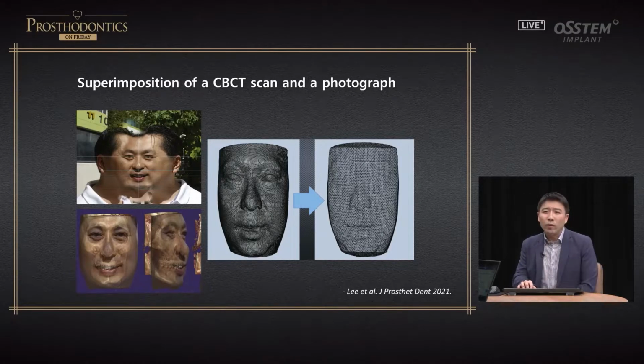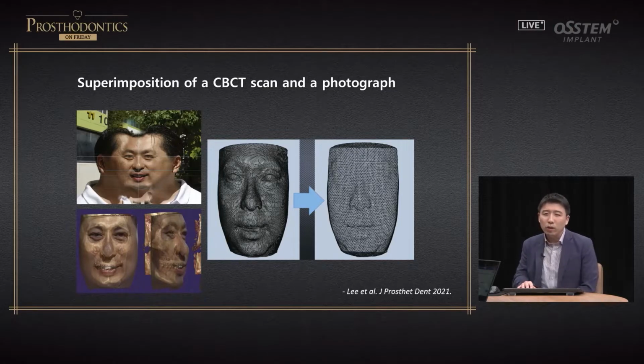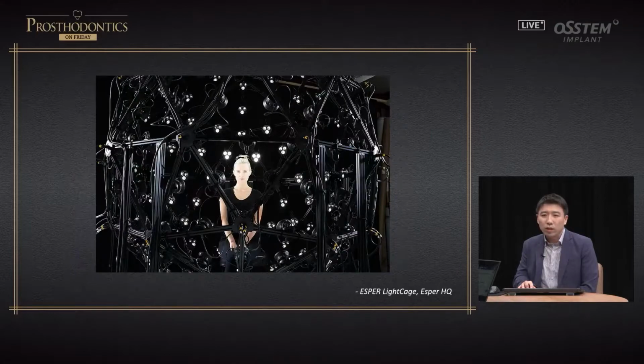I'm going to talk about how to get the facial data. Different ways have been introduced. In CBCT, you can get soft tissue information. On top of soft tissue data, you can overlap the images. You can use images taken from 3 different directions and overlap them and use it like facial scan data.